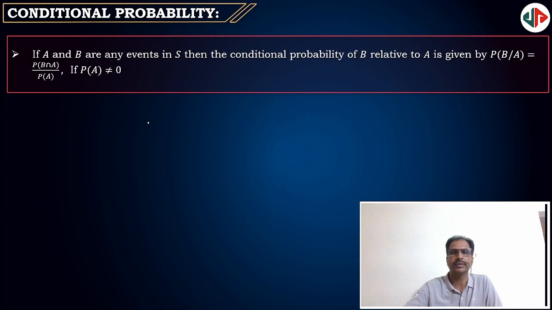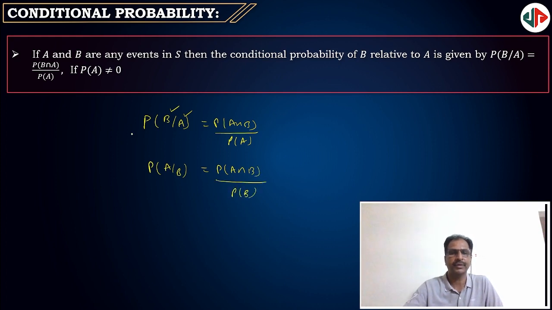Next, conditional probability. P of B by A is given by P of A intersection B by P of A. What is the meaning of B by A? Occurrence of B given that A has already occurred. P of A by B means occurrence of event A given that B has already occurred. And P of A by B and P of B by A are given by these results.